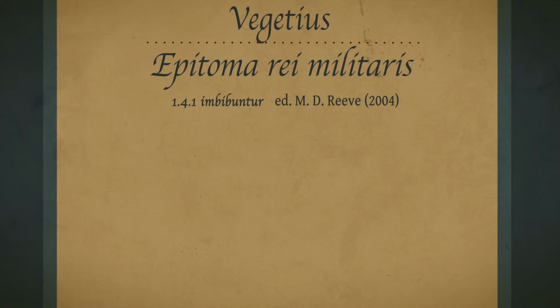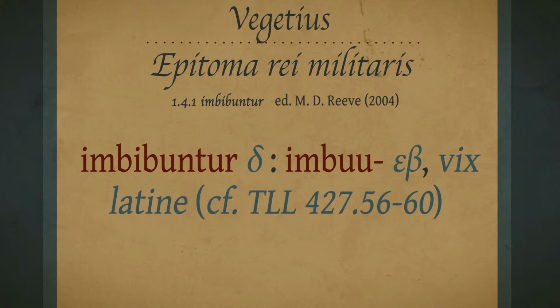If a reconstructible archetype has an unacceptable reading, the editor may want to explain why that reading has been discarded and/or what has taken its place. That is what is going on in the following note, again from Vegetius. By the same 2 out of 3 logic applied above, we infer here that the archetype was the source of imbuuntur in epsilon and beta. Imbuuntur being what you get if you add the standard ending -untur to the variant listed as imbuu-.